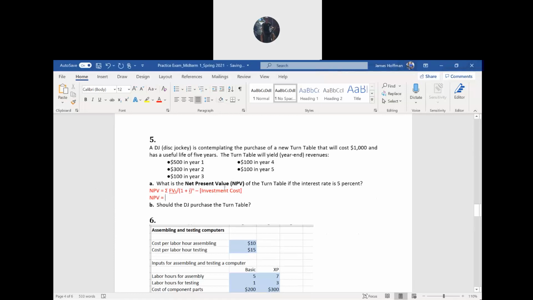Okay, so the NPV, we have 5 terms we need to sum up, and then we'll subtract the investment cost. So the first year, you get $500. The future value is $500 in that year, divided by 1 plus the interest rate. The interest rate is 5%, so it's always going to be divided by 1.05. Then you raise that to whatever period this is. This is year 1, so I'm going to put a 1 here. And then each year, like in the second year, it'll be raised to the 2, and so on.